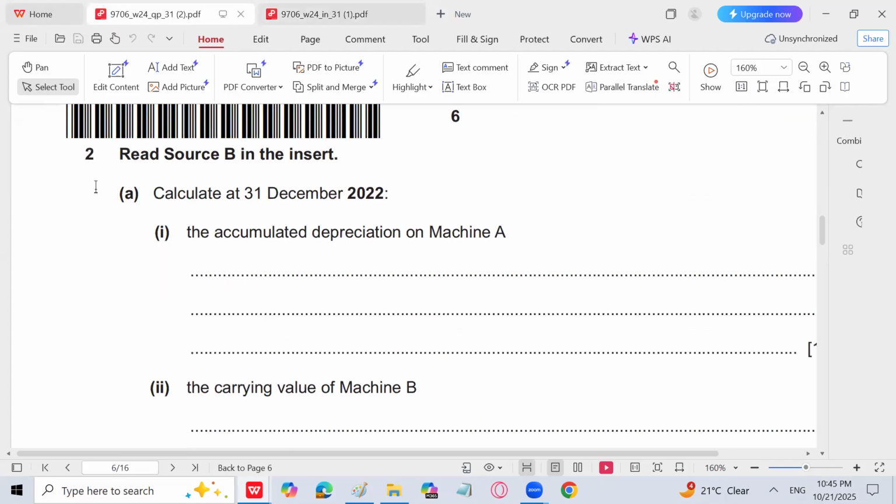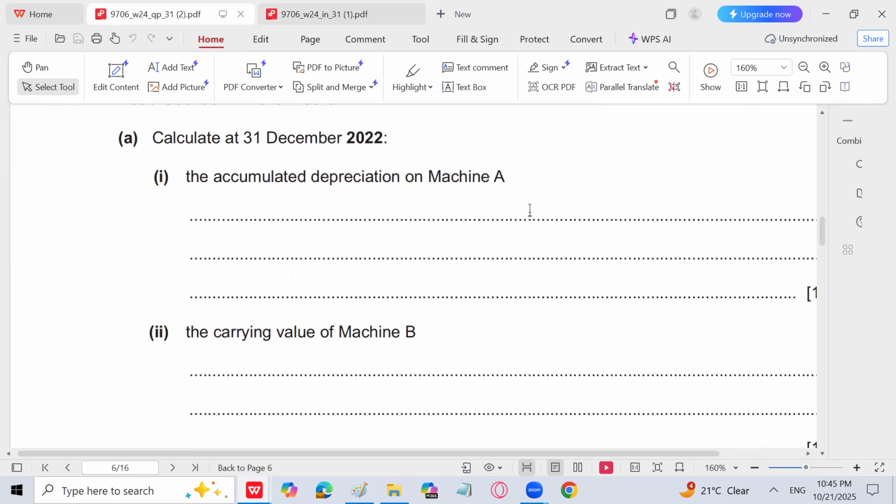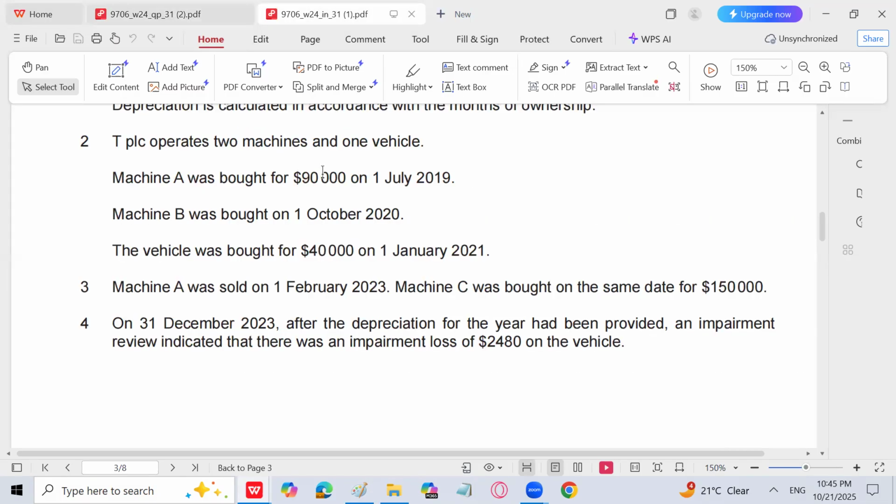Calculate as at 31st December 2022 the cumulative depreciation on machine A. So I need to find the total depreciation on machine A. Machine A was bought for 90,000 on 1st July 2019, so it is to be depreciated. The rate of depreciation is 10%, and it has been used from 1st July to 31st December in 2019, which is 6 months. So 90,000 × 10% × 6/12 will calculate the depreciation for 2019.